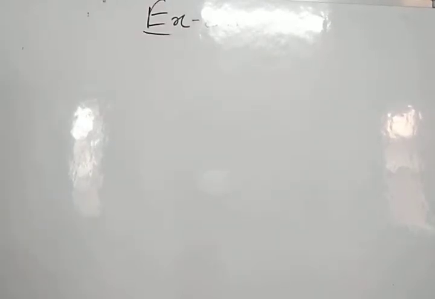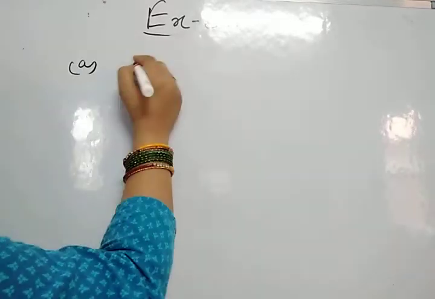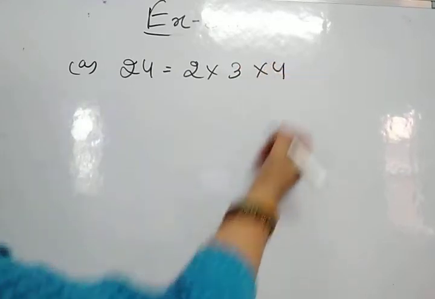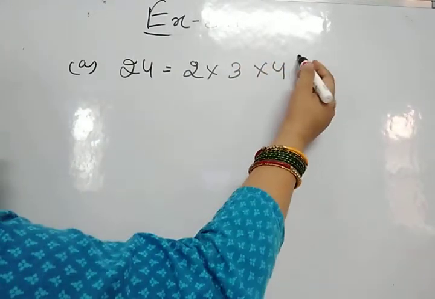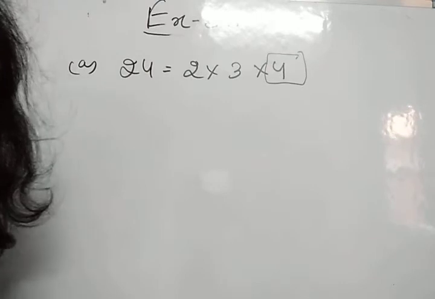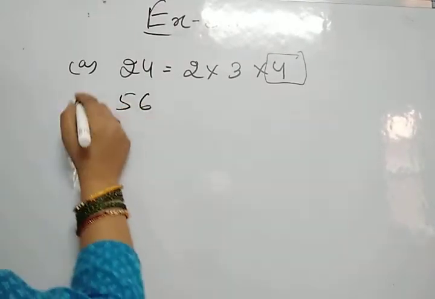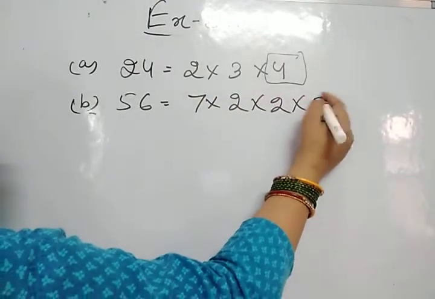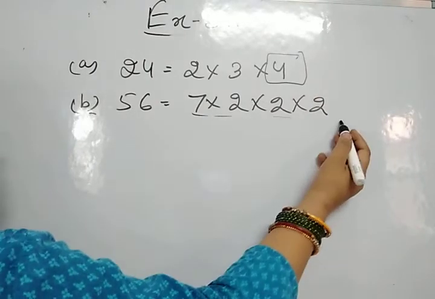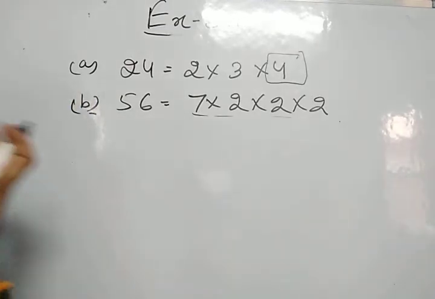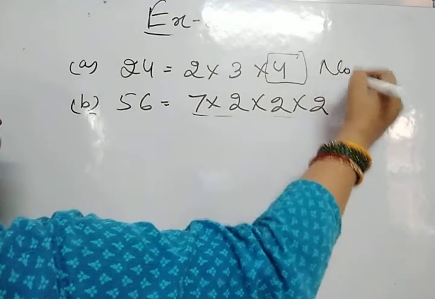Some prime factors of the numbers are given in the question and you have to find out whether they are the prime factors of the given number or not. 24, 2 into 3 into 4. In this prime factorization, 4 is not a prime number. So this is not a prime factorization of 24. Now come to B part. 56, 7 into 2 into 2 into 2. Here all the numbers are prime numbers and their product is equal to 56. So these are the prime factors of 56.